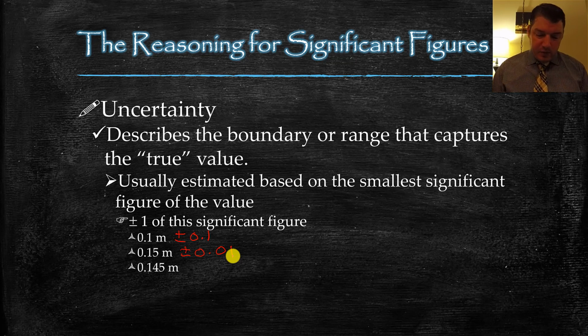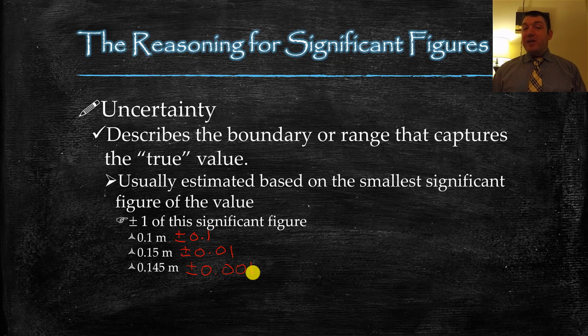For our last measurement, which was 0.145, we see that the estimated place value is in the thousandths place. Now we're starting to get down to a really high level of precision. We're basically saying we're pretty confident within a thousandth of a meter what the length is. And the reason we have that confidence is because our meter stick showed us down to a smaller degree with those tick marks. So now it could be anywhere between 0.144 and 0.146 meters.